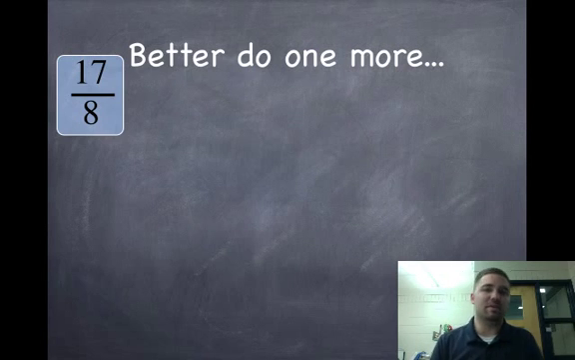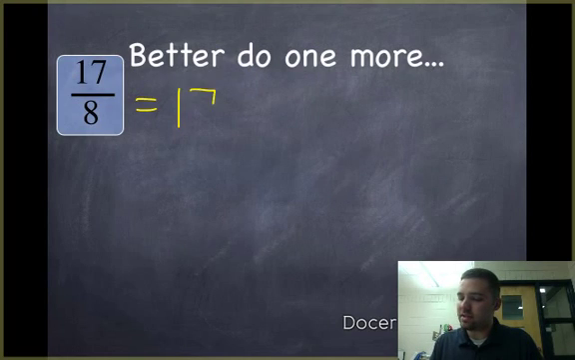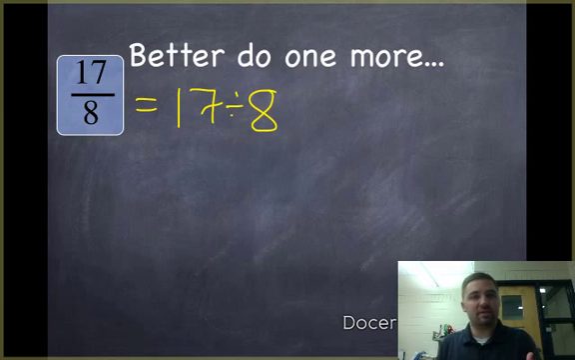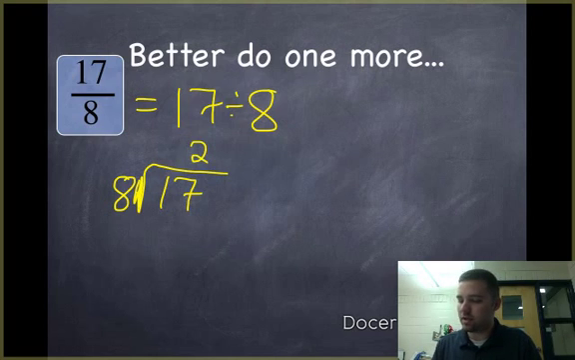Now 17 over 8. Oh, sorry, I used 17 again, not very creative. But 17 over 8, the fraction, is the same as 17 divided by 8. So we're going to do some long division here. We're going to put 8 outside, and 17 underneath. How many times does 8 go into 17? 1 is 8, 2 is 16. I think twice. So 2. 2 times 8 is 16. Subtract. I get a remainder of 1.